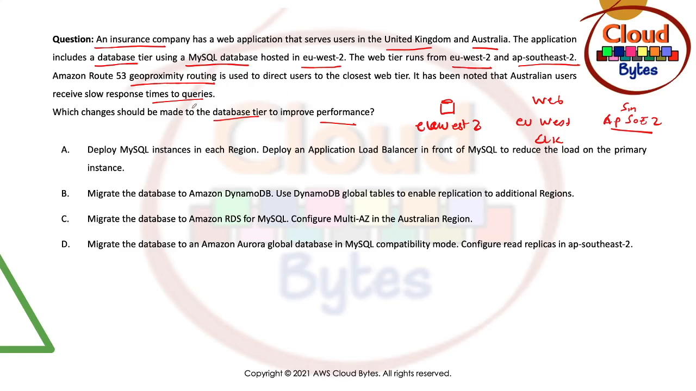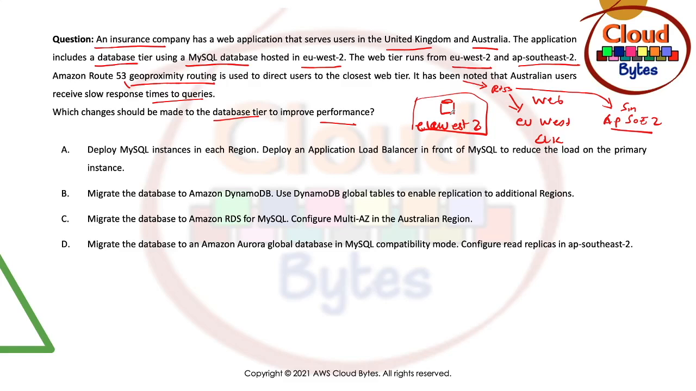Now, geoproximity is that you have a Route 53 and, based on the request that is coming, if you are in Europe, you will be routed to the EU West, and if you are somewhere near Australia, New Zealand, or Malaysia, it will go to Asia Pacific. But the database is sitting in EU West 2 only.